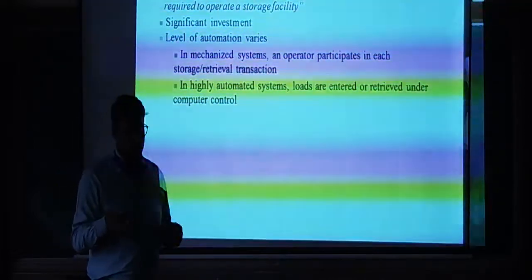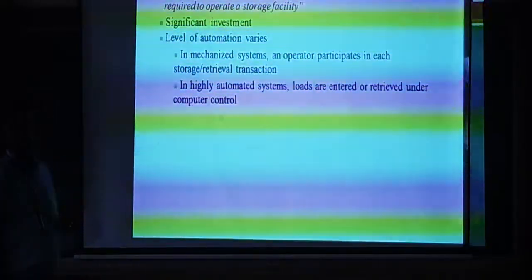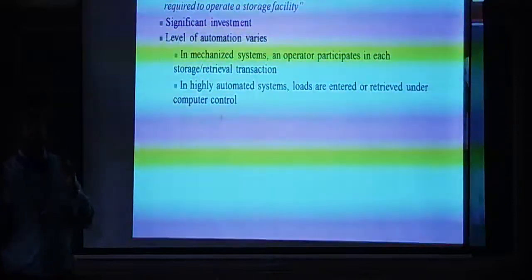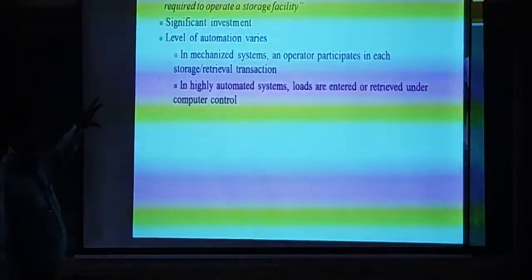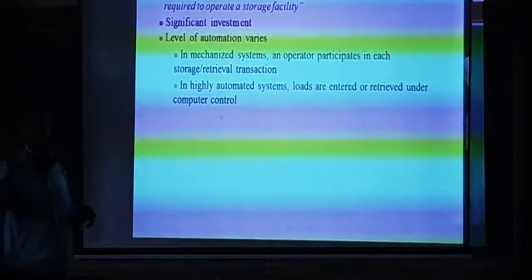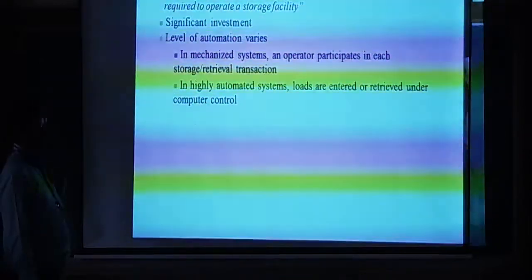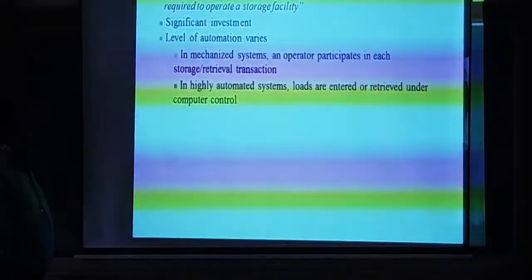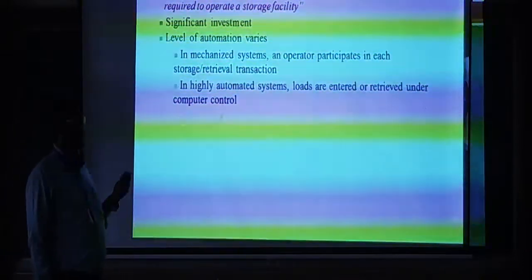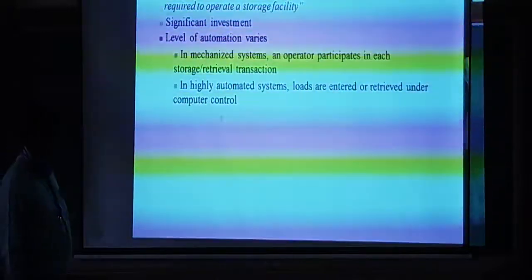So each and every fixture has an identification number, and according to the parts which we can machine on that particular fixture, accordingly the operator will require that particular part. So here in the mechanized system, the operator can retrieve that particular part wherever it is stored, with the identification number. So the operator is required here. He has to participate in each storage as well as retrieval of that particular fixture.